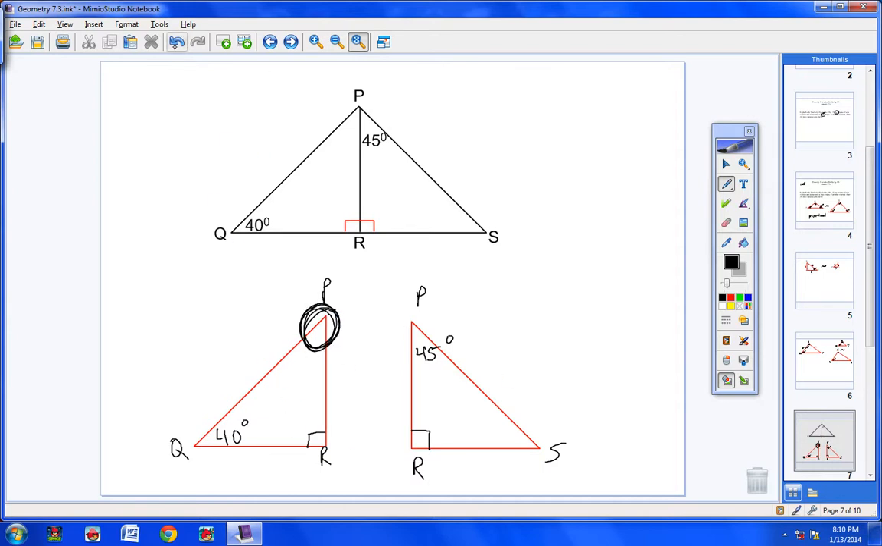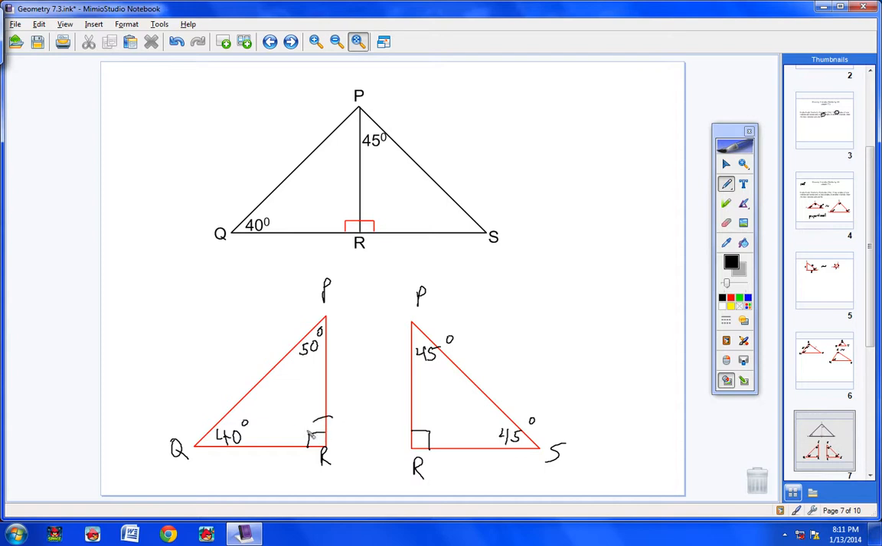So 90 plus 45 is 135. And so this right here, 90 plus 40 is 130. Sorry about that. 90 plus 40 is 130. So this has to be 50 degrees right here. So, do I have two angles here congruent to two angles over here? There's no way. If you add these together, you'll see this is 45 degrees here.